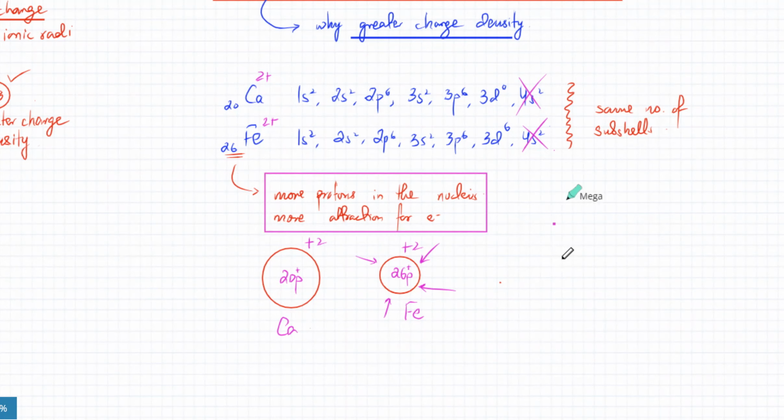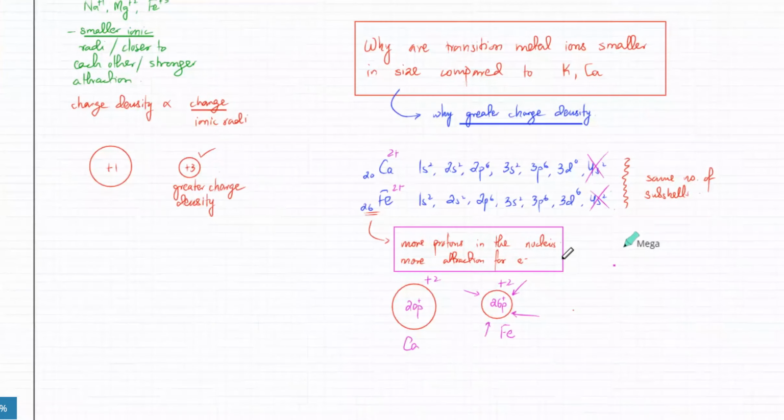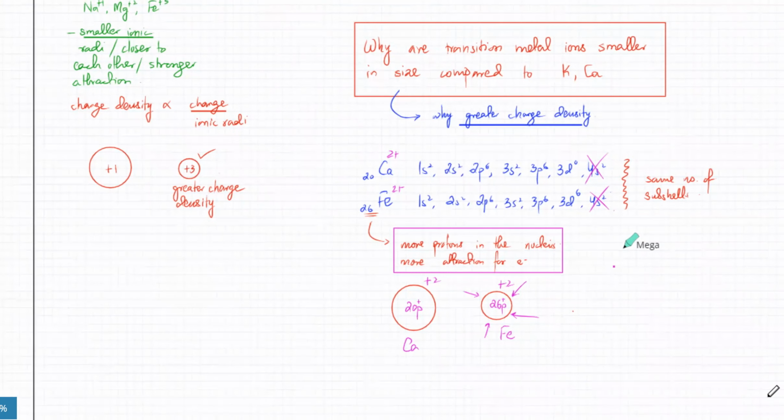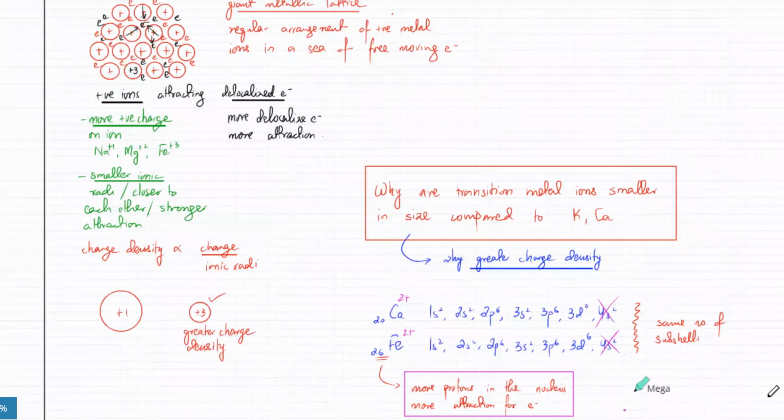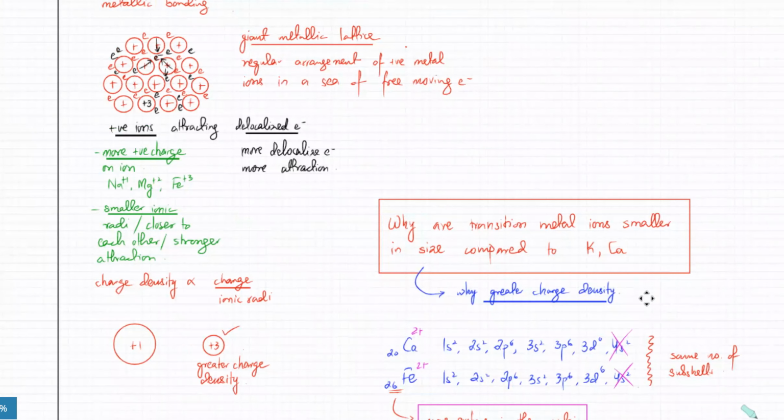Is this point clear? Yes, sir. So that's the simple explanation, why is iron smaller in size? Which is why the melting and boiling points would be higher as well, because the ions are going to be closer to each other.